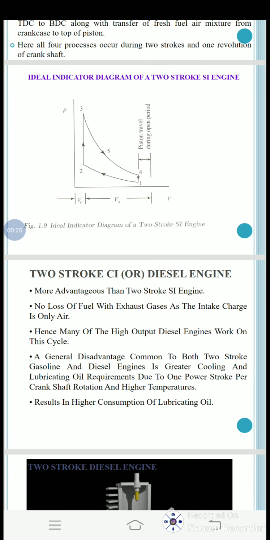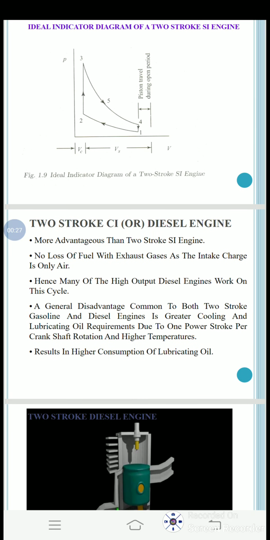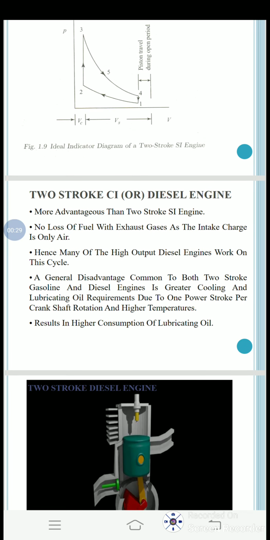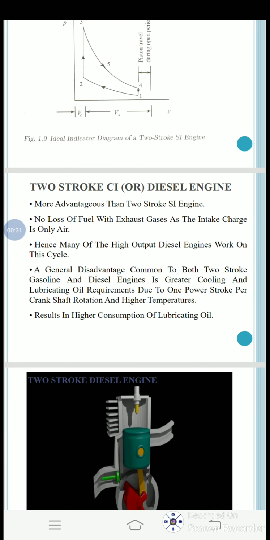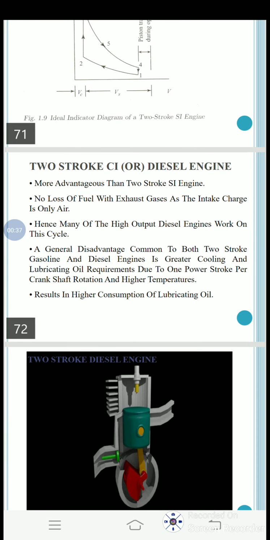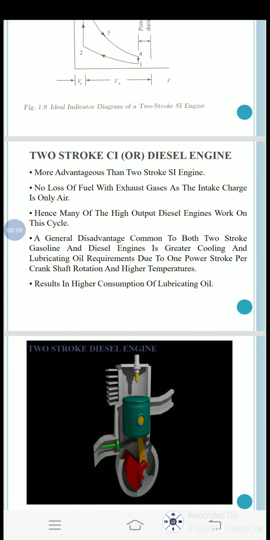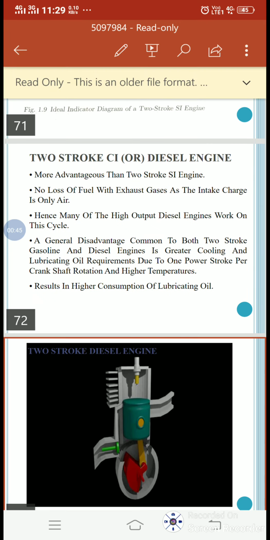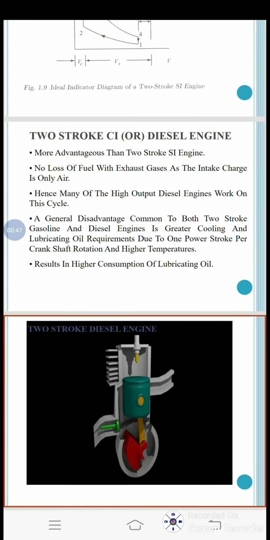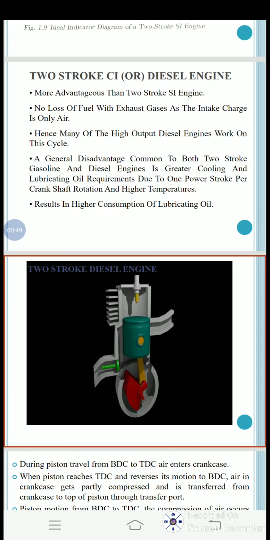Now, let us discuss the 2-stroke CI engine or the diesel engine. This engine is more advantageous than the 2-stroke SI engine. There is no loss of fuel with exhaust gases, as the intake charge is only air, because in case of the SI engine the intake was the air fuel mixture. Hence, many of the high output diesel engines work on this cycle.